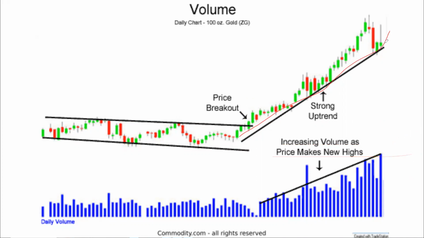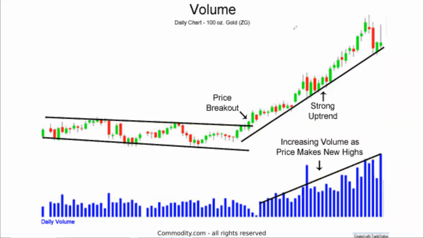We have a strong uptrend. So we're basically visualizing everything that we were just looking at. We have the breakout, we're starting an uptrend, and we have a strong uptrend because volume has been increasing as the price is making new highs. We're seeing price go up as well as volume.